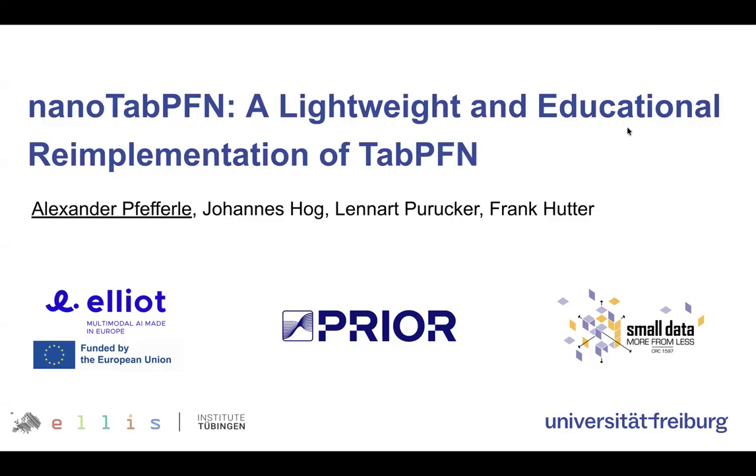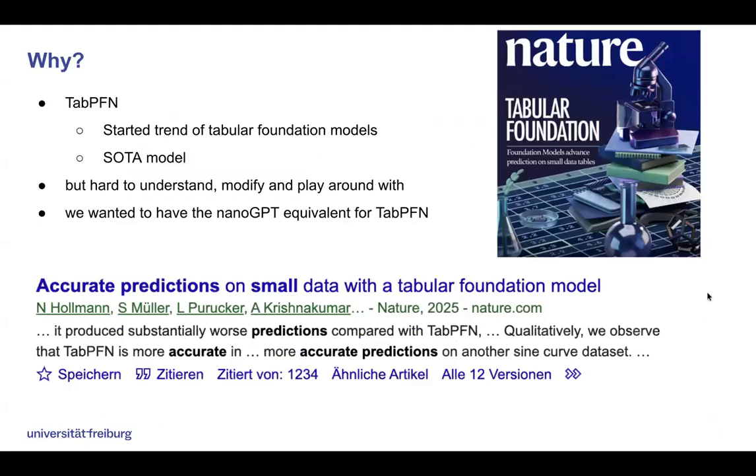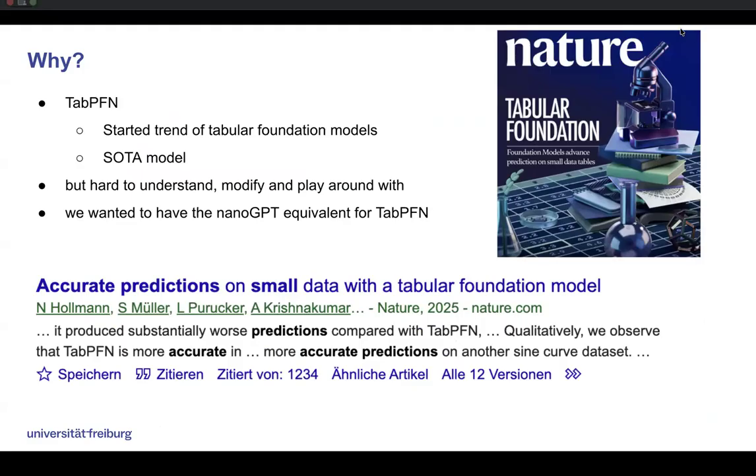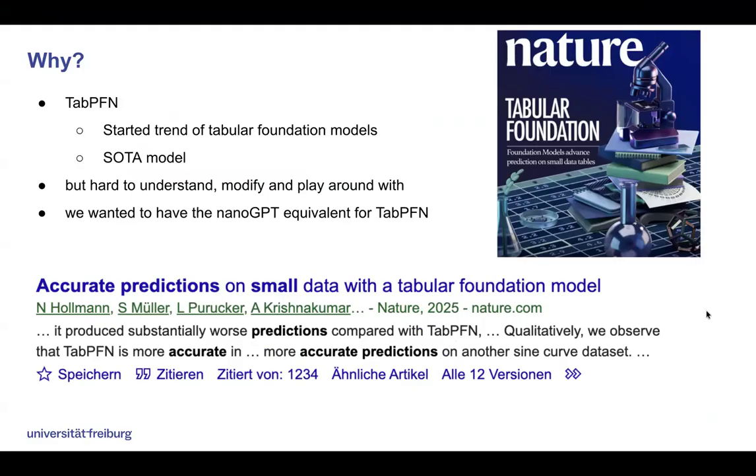Okay, thank you. So my talk is about nanoTabPFN, a lightweight and educational reimplementation of TabPFN. So why do we want something like nanoTabPFN? Well, TabPFN is the state of the art in tabular foundation models, especially its newer versions. And back when TabPFN v2 was released, it was a Nature publication and also state of the art. But the problem is that it's hard to understand, modify, and play around with, since the code base was over 10,000 lines of code back then.